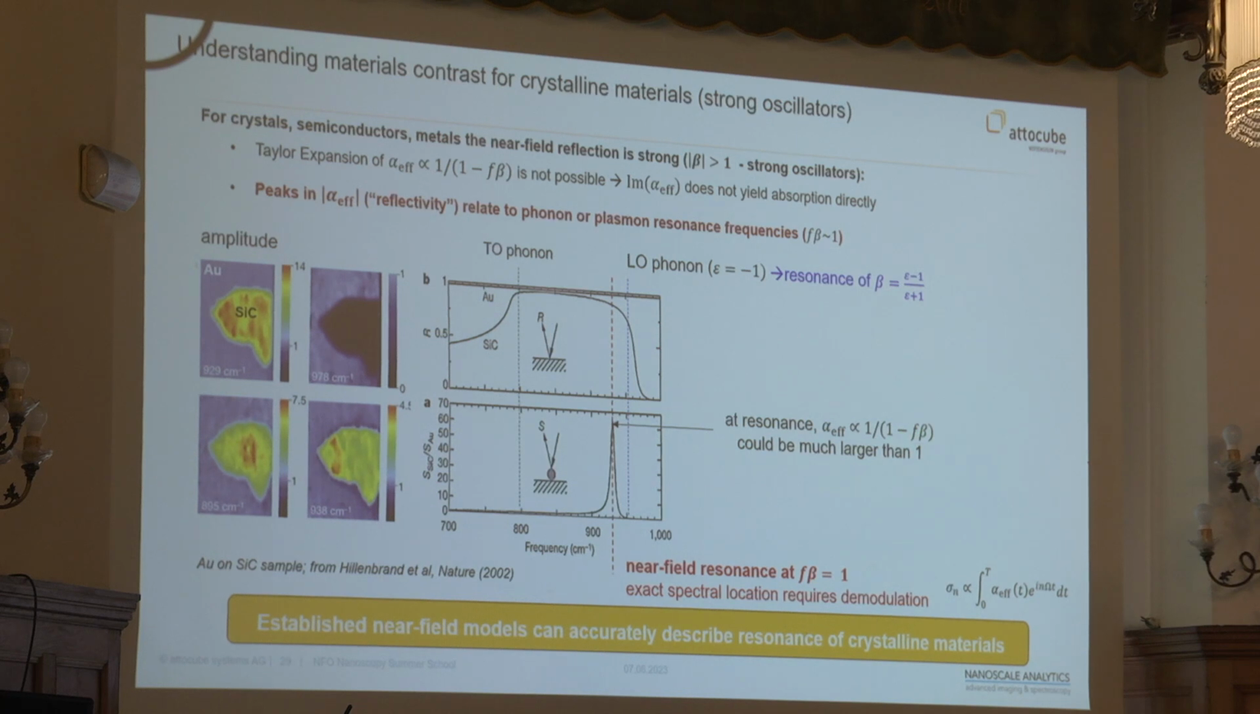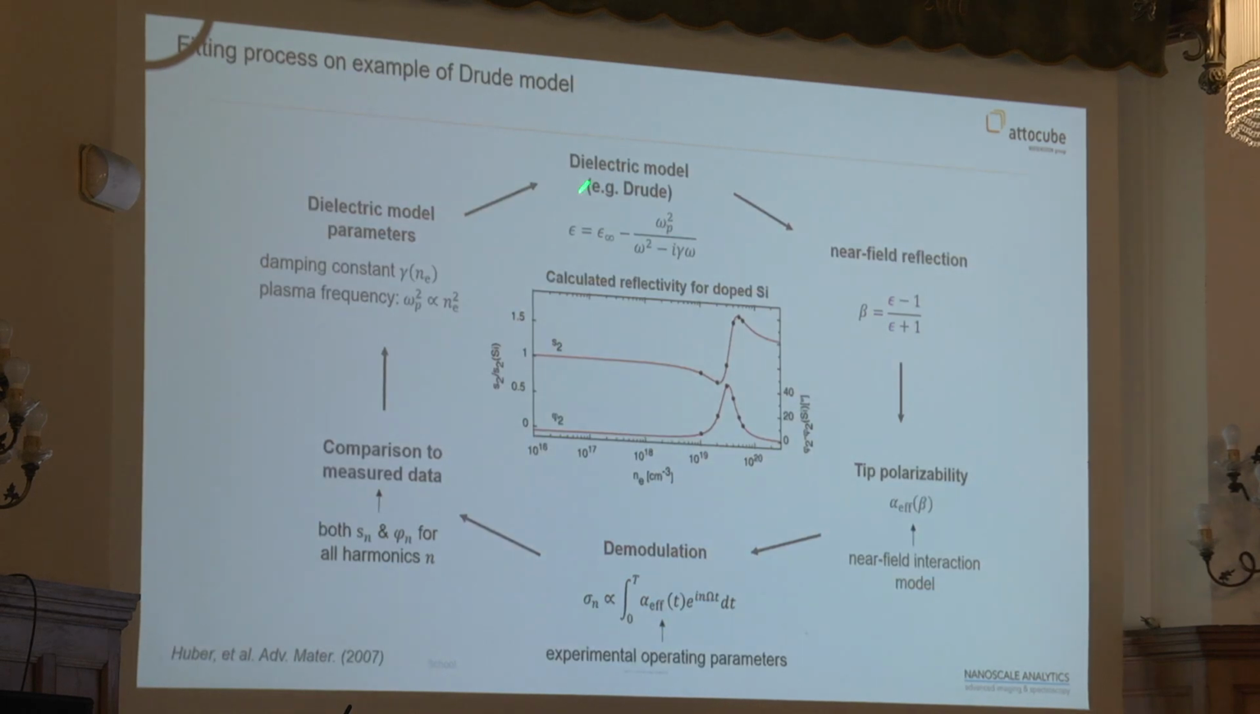The exact position, I mean, the picture qualitatively describes it, but in order to find the exact position of the resonance, you actually need to do the demodulation, plug in the numbers, and mimic experimental parameters like the tapping amplitude, which is actually important, and the tip size, and then you get the spectral peak. The good thing is that, on one hand it seems complicated, but on the other hand, established models like the finite dipole model actually give you the ability to calculate this response, get the correct positions, and in principle extract the dielectric function. Okay, so this is a schematic representation of what you do for polar crystals. You assume a certain dielectric function model, in this case Drude. So you calculate the near-field reflection, and then you calculate the effective polarizability, right?